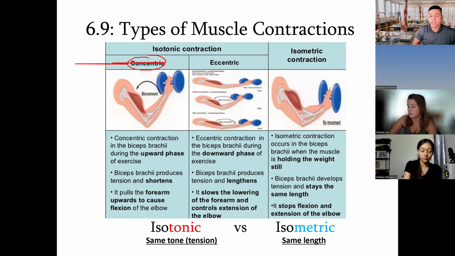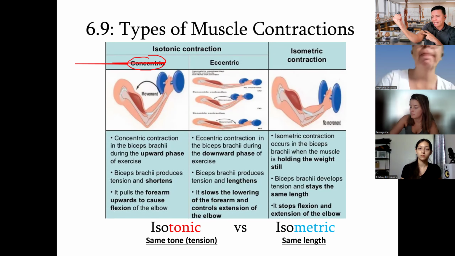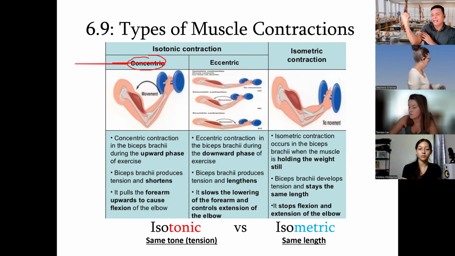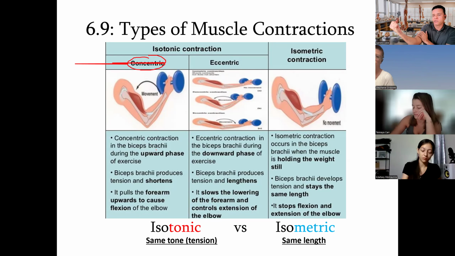Now, what about the isometric? In an isometric, let's say that I take a dumbbell, okay? And I hold the dumbbell in place. I'm not bringing it down. I'm not bringing it up. I hold it in place. Is there tension in the muscle, guys? Yes, absolutely. Is the length of the muscle changing? No, because it is staying in place. So this is what we call an isometric contraction: when we hold the weight in place without upward or downward movement.